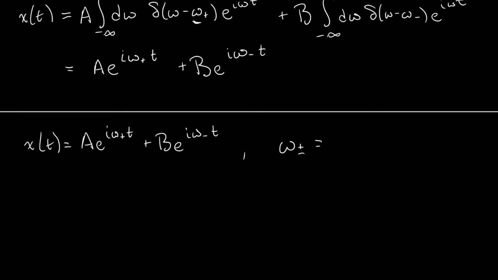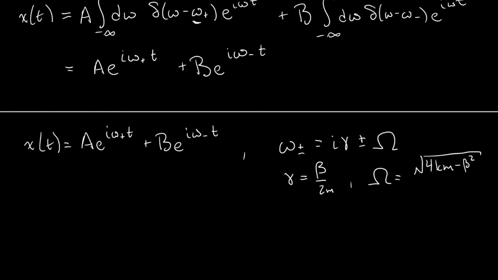And actually, I'm going to rewrite omega plus minus now. I'm going to write it as I gamma plus or minus, and I'll call this big omega, where gamma is equal to beta over 2m, and big omega is this square root term, the square root of 4km minus beta squared, over 2m.